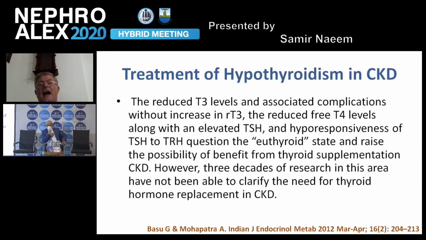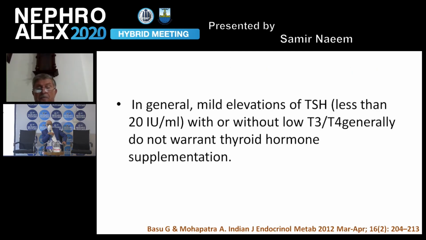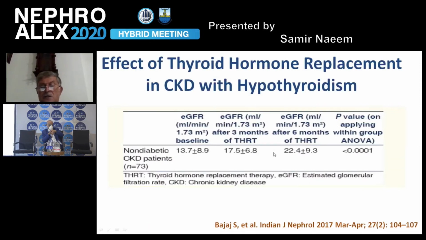Should you treat a hypothyroidism patient with CKD or not? I will show you some data. In general, as I did mention, if the TSH elevation is mild, less than 10, or less than 20 in some references, with or without low T3 and T4, generally you do not try to give thyroid hormone. You give thyroid hormone only when the TSH is higher than 10. But I will show you a few slides.